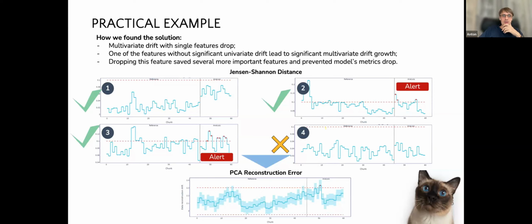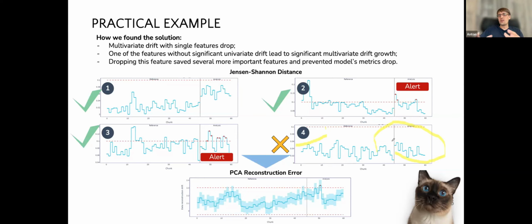That's how we did it, and we found one feature whose removal significantly reduced the PCA reconstruction error, and it was feature 4. As you can see here, the feature has no drift at all. It looks absolutely stable, but its impact on the multivariate drift of the model was crucial. And what is more interesting is that this feature's importance was quite low. So we keep better features in the model while dropping the unusual one.